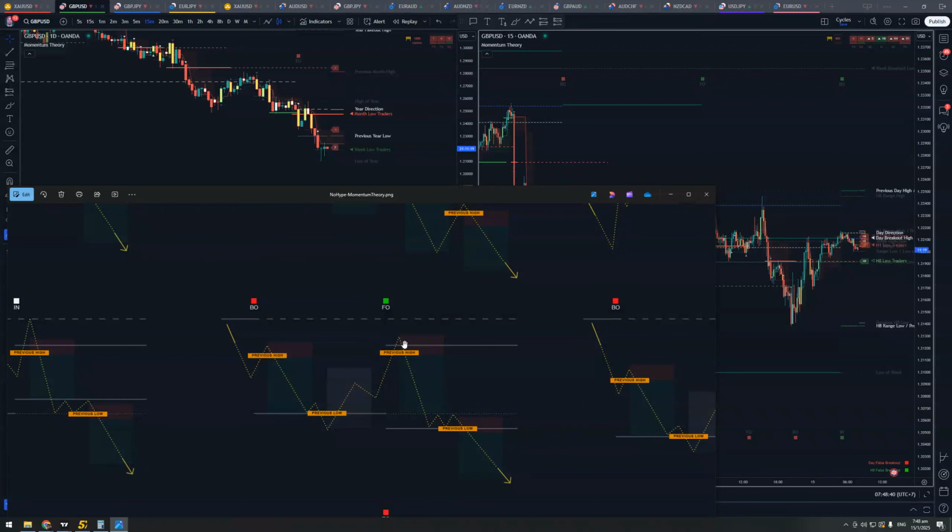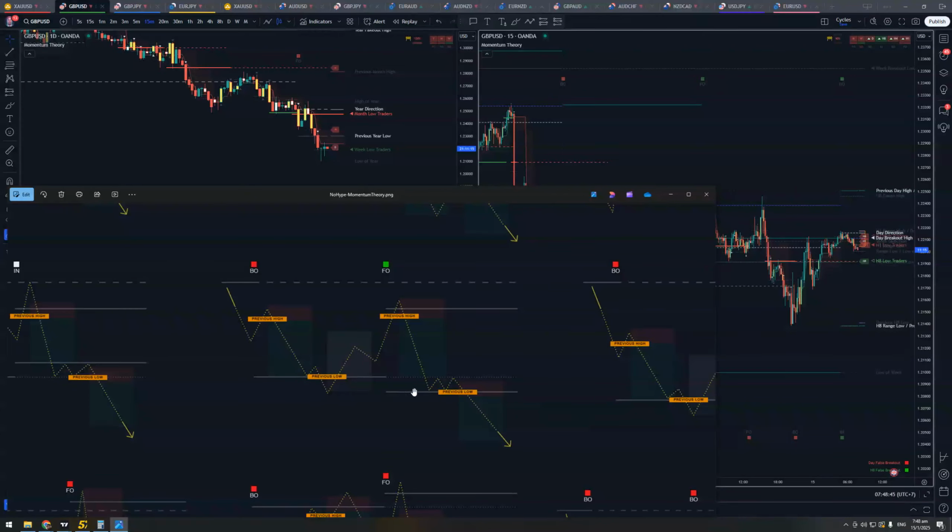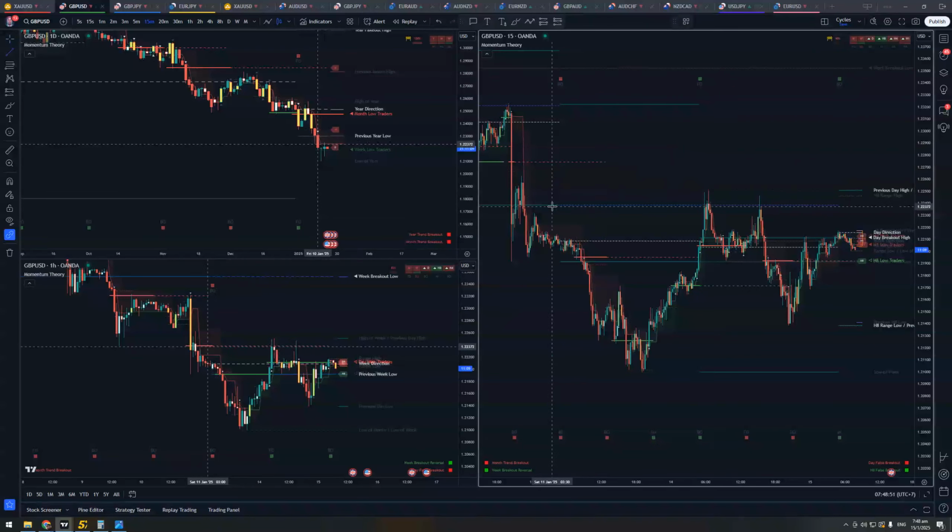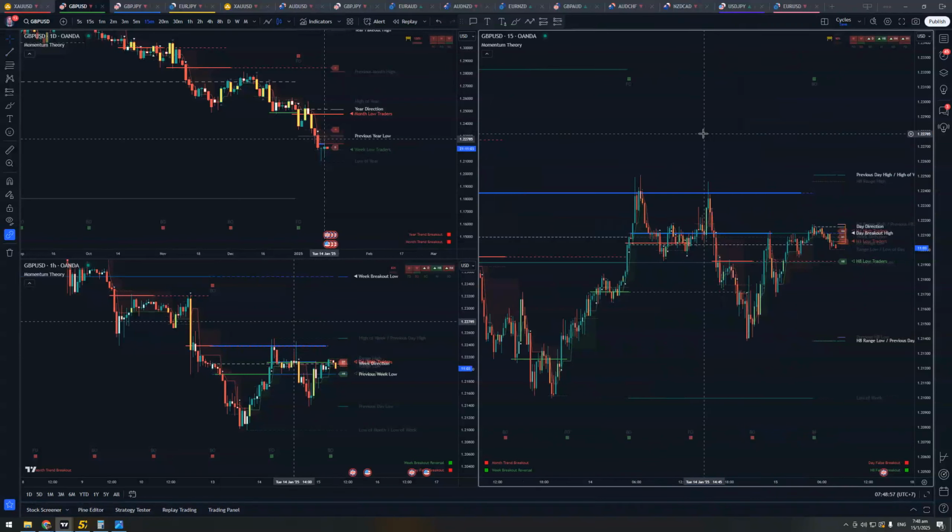First setup I'm looking for is a fake out of the previous day high, and I want to take it down to that fake out level. Second setup I'm looking for is consolidation below that fake out level and then taking that breakout below previous day low. So we're below the breakout level, and then we're faking out the previous day high during London session.